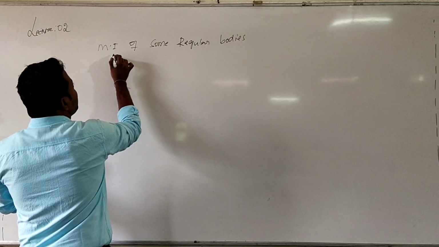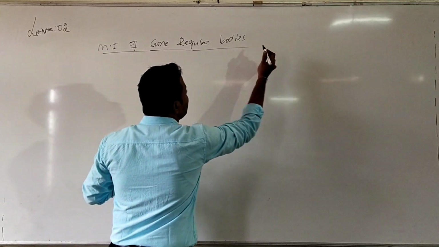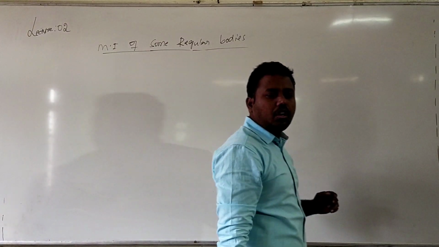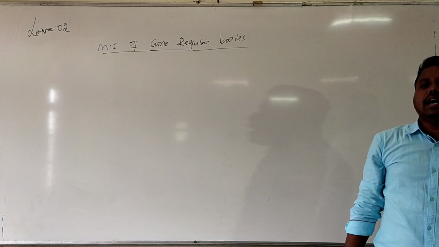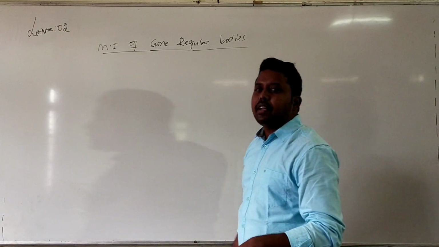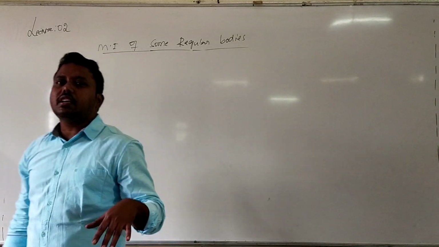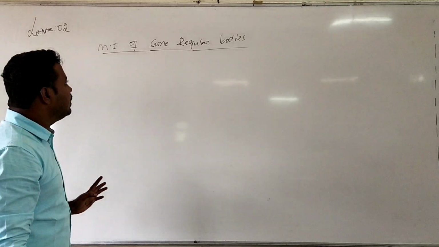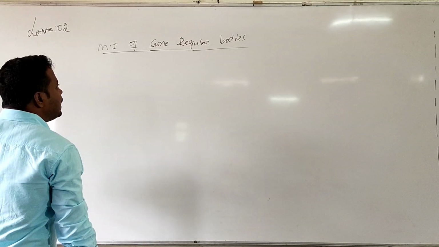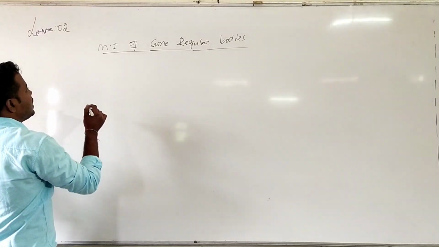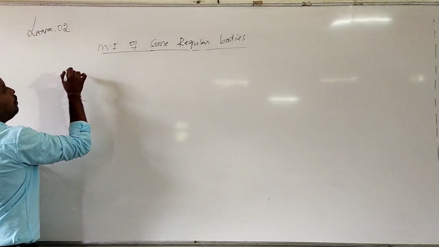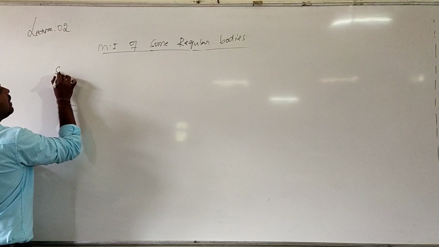Regular bodies means those having a uniform mass distribution. Always remember, whenever mass is uniform, the center of mass will coincide with the geometric center. Then for some regular bodies, let me calculate the moment of inertia. I will also make one tabular column like what we did in regular class.